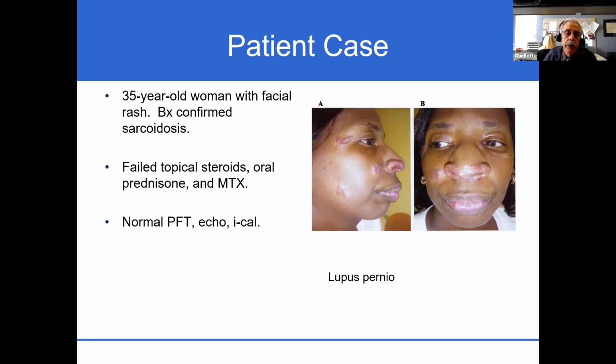Our third scenario is this woman, a 35-year-old with a facial rash. She has biopsy-confirmed sarcoidosis and facial findings on her skin exam consistent with lupus pernio. Our dermatology colleagues have treated her with topical steroids, oral prednisone, and methotrexate, and she has normal pulmonary functions, a normal echocardiogram, and her ionized calcium level is normal.